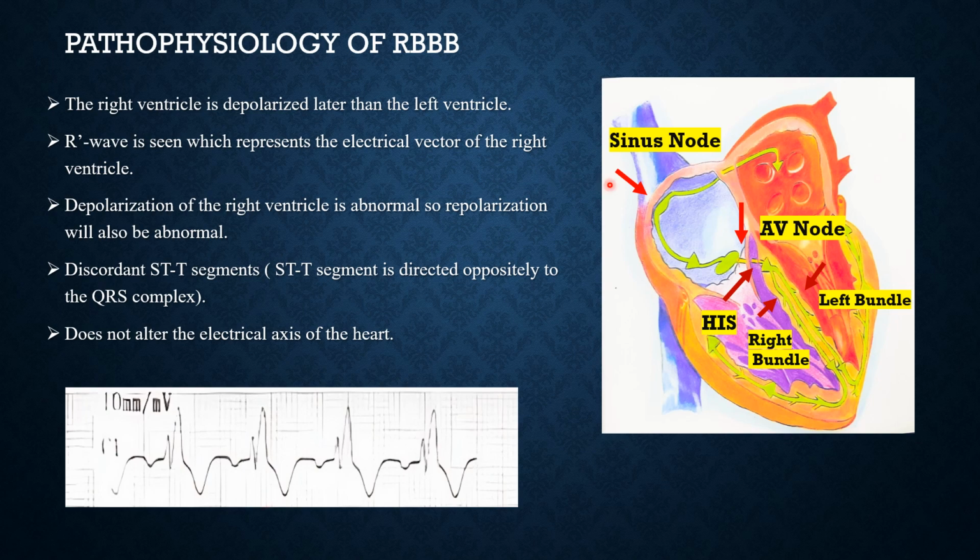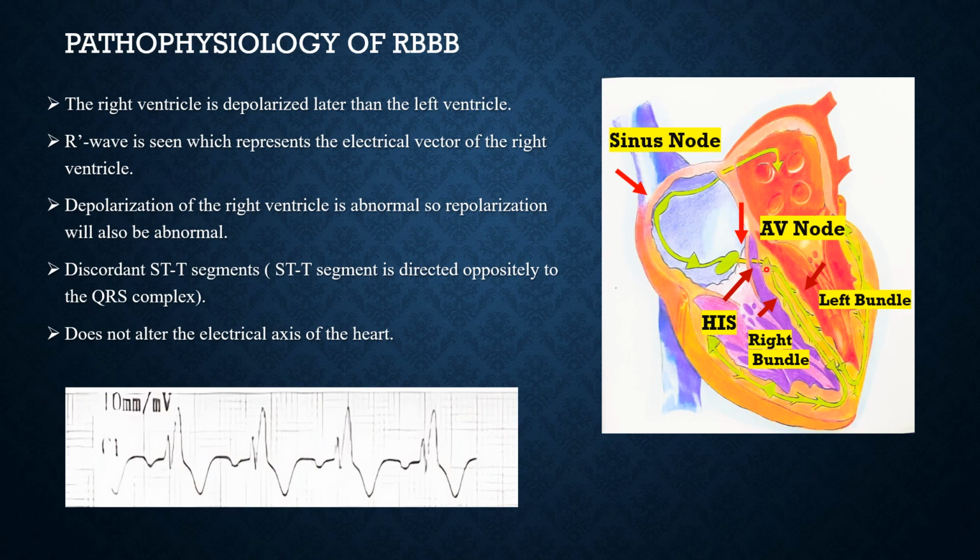The sinus node fires, the conduction goes down into the atria and then comes down to the AV node. From here it goes down to the His and then it divides into two branches, the right bundle and the left bundle. Normally the conduction goes through these bundle branches at the same time, and that's why we see the narrow QRS complexes.